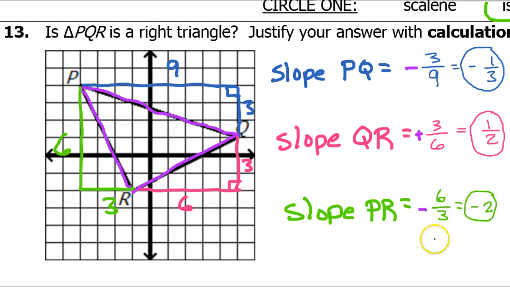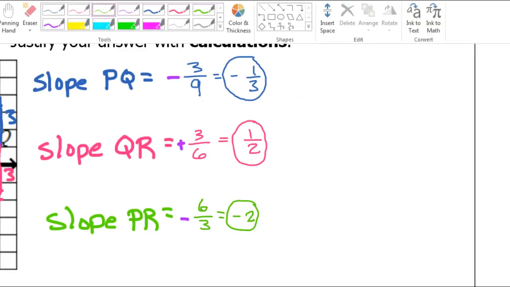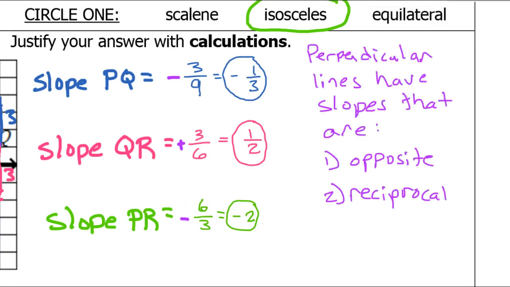Now, the way I'm going to use these slopes to figure out if this is a right triangle is one word: perpendicular. Maybe I'll put this off to the side. Remember that perpendicular lines have slopes that are opposite and reciprocal. So if I see any slopes that are opposite and reciprocal, that means I'm looking at perpendicular lines. Perpendicular means 90-degree angle. That means you have a right triangle.